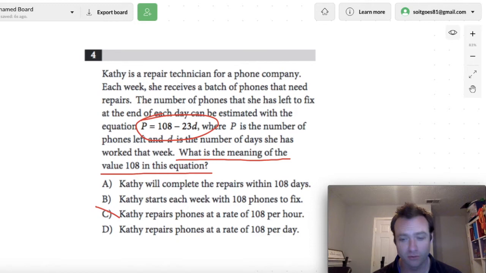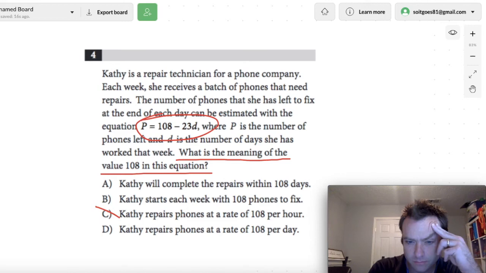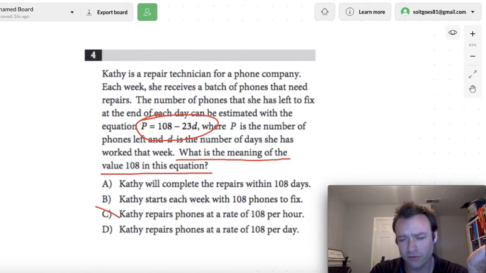What about D? Kathy repairs phones at a rate of 108 per day. That's still pretty fast. That's really fast. I'm very suspicious of answer choice D. Let's say she's working an eight-hour day. We're still talking, I don't know, 12 phones an hour, something like that. I'm just estimating here. I don't know the exact values. Not five phones a minute, one phone every 5 minutes. That's still just a lot. I'm very, very suspicious of answer choice D. I'm tempted to eliminate. Do you mind if I eliminate right now?